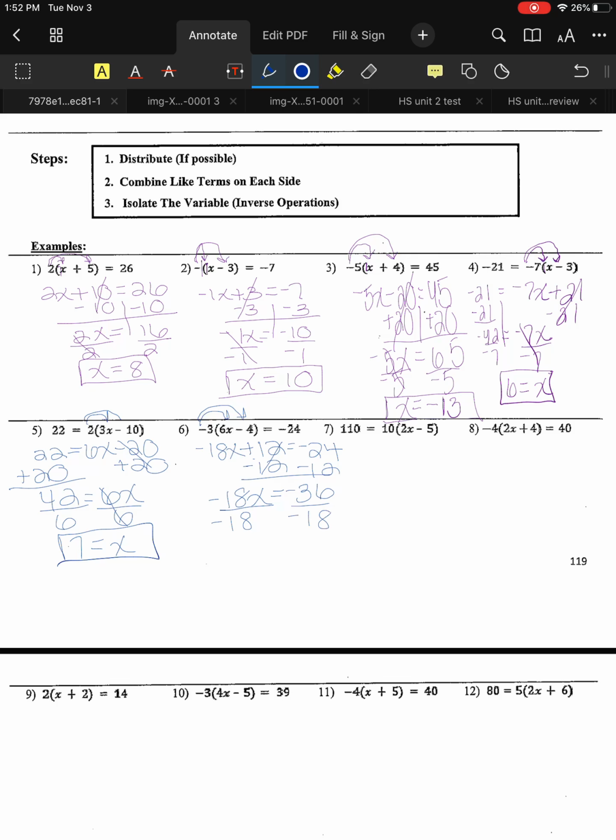The opposite of multiplying by negative 18 is to divide by negative 18. X equals a positive 2. Negative divided by a negative.